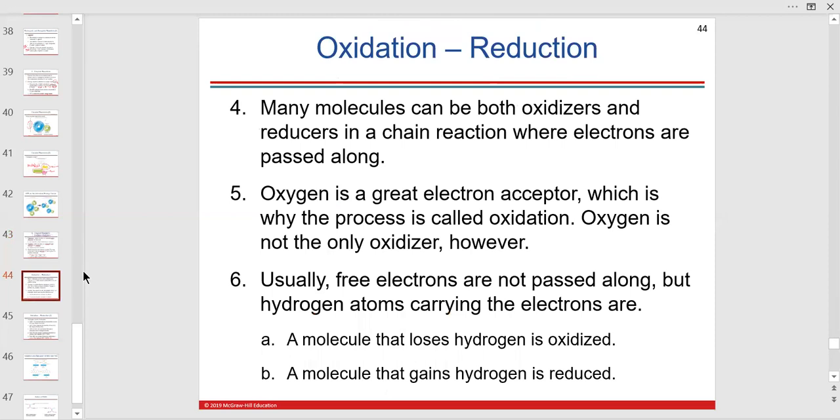So the two big ones are going to be, of course, NAD and FAD. We'll go into that probably a lot more next time. Oxygen, of course, is a great electron acceptor, and that's why they call it the oxidation. But it can be oxidized, which is very rare, and it happens mostly in a place like the electron transport chain. And that's usable.